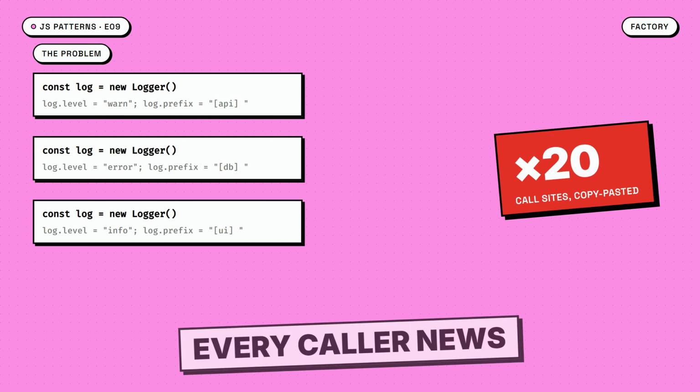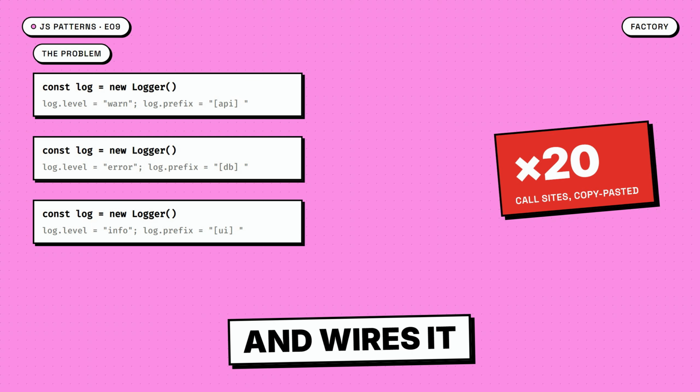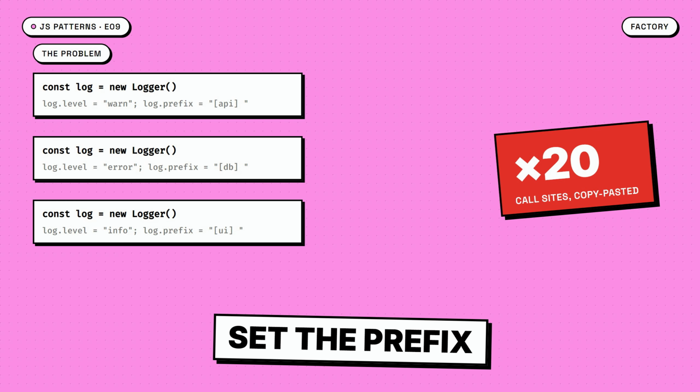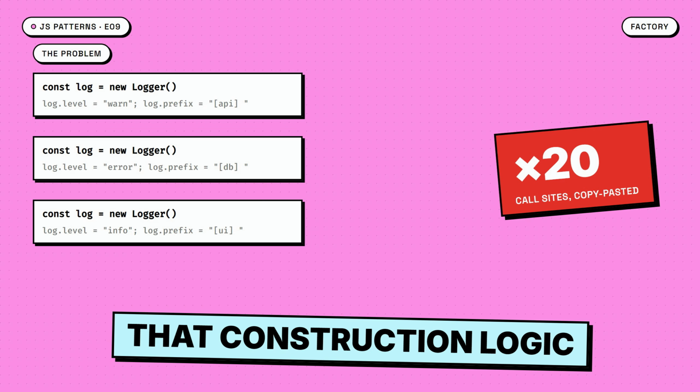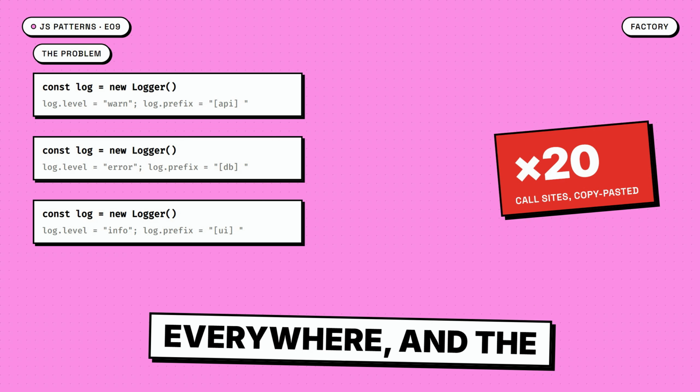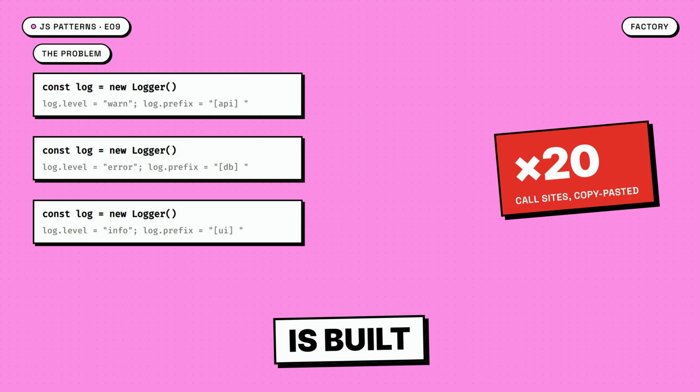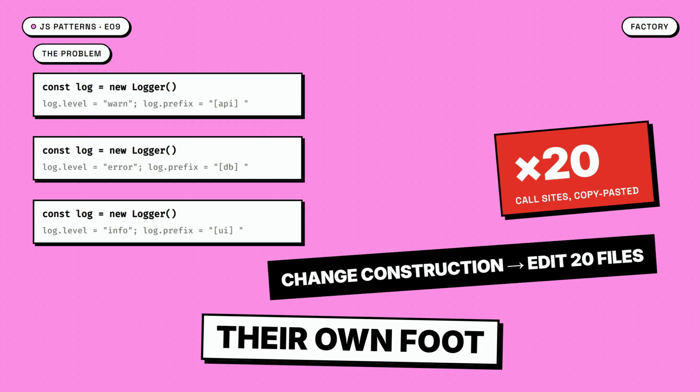Without a factory, every caller news up the object and wires it by hand: new Logger, then set the level, set the prefix, configure the transport. That construction logic gets copy-pasted everywhere, and the moment you change how a logger is built, you're editing 20 call sites. Plus, new and this bring their own footguns.